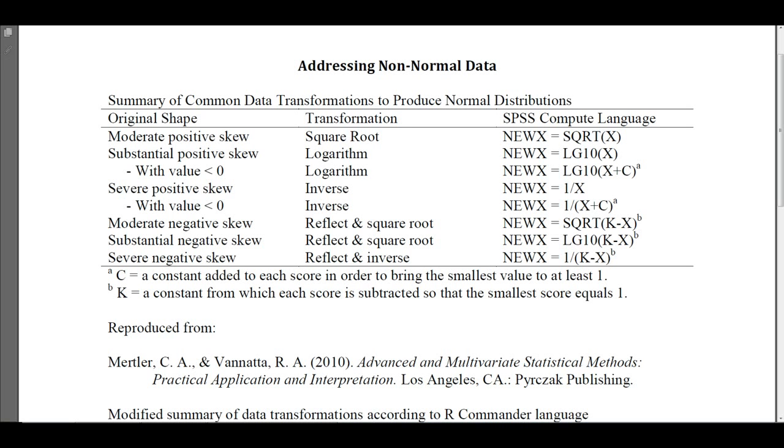Hi, this is a brief presentation regarding addressing non-normal data. And what do I mean by non-normal data? I mean data that has violated the assumption of normality, either by the Shapiro-Wilks test of normality or the Kolmogorov-Smirnov test of normality. Basically, in the Unit 1 scaffolding video, we examined some data that had some skew. I believe it was a pretty substantial positive skew.